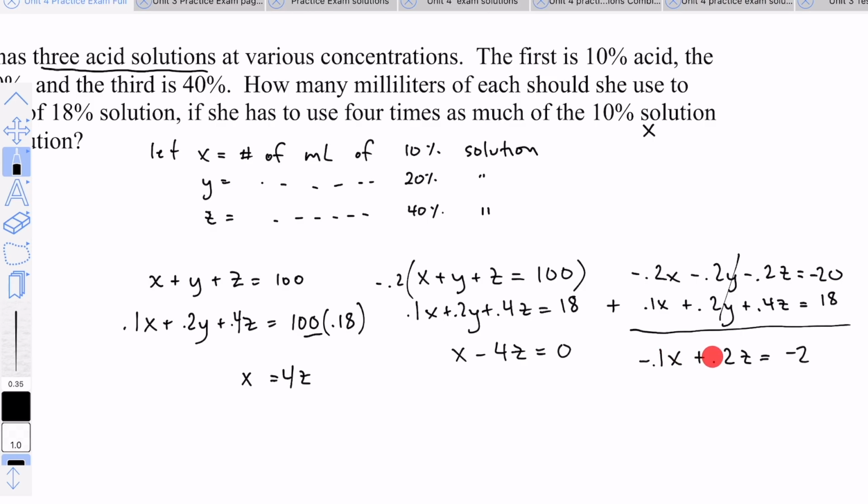So you see the result of that step was an equation in terms of x and z. Here I have an equation in terms of x and z. So I'm going to take this equation, combine it with this to make a new system of equations.